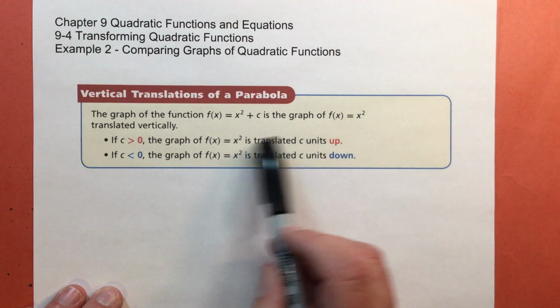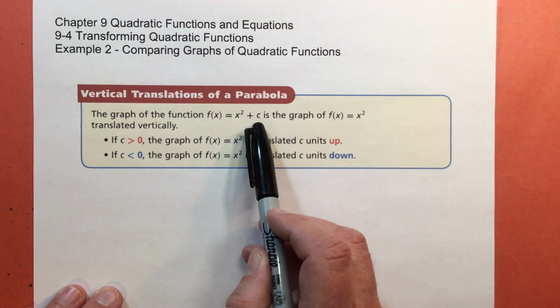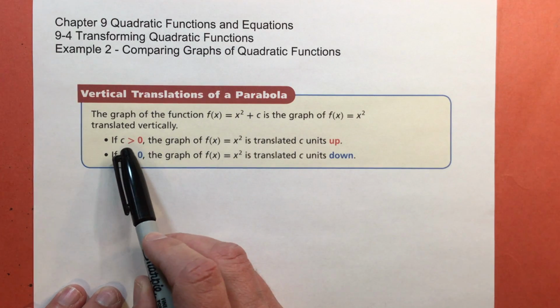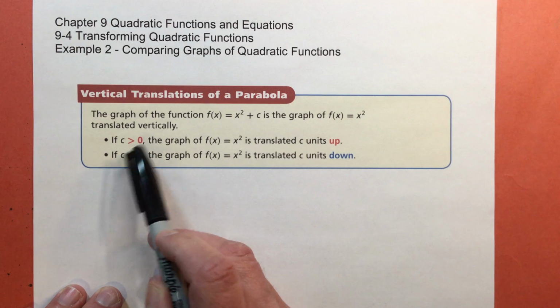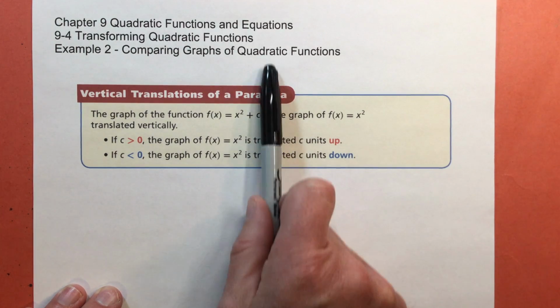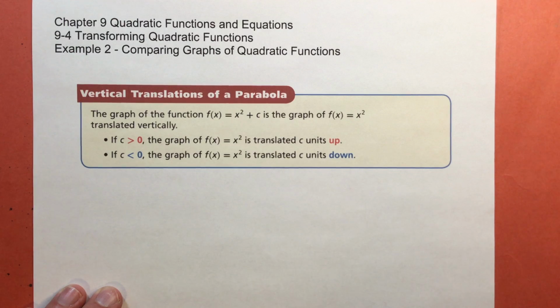If the number that you're adding to the graph, so x squared plus a positive number, if that number is positive, greater than 0, then that whole graph is going to get pushed upwards. And that's true for any function, not just quadratics. It may not always be a c, but don't worry about that.